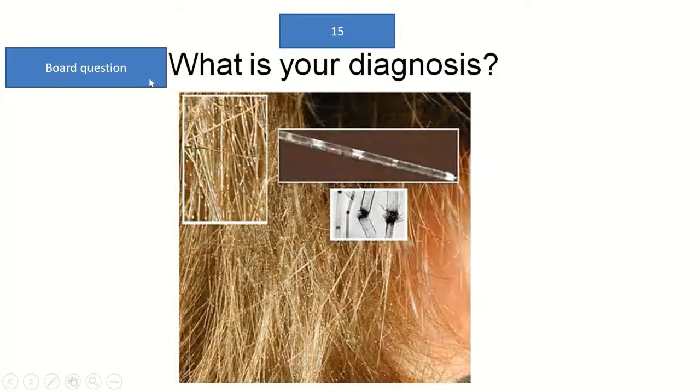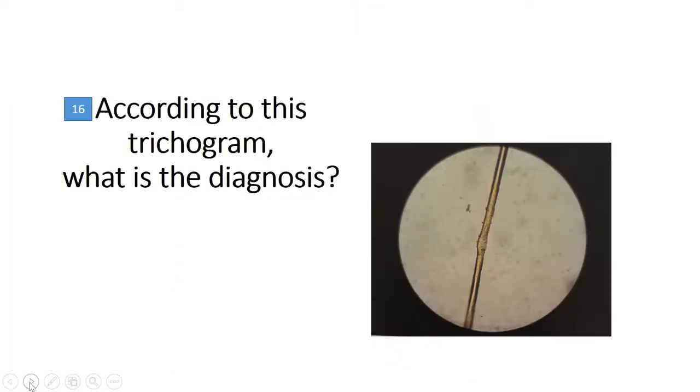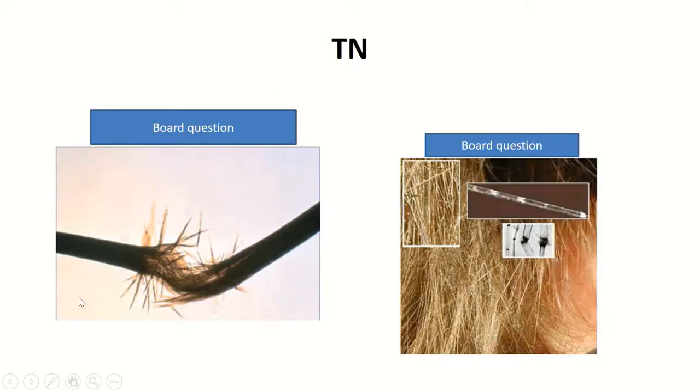Question 15. This is a board question. What's your diagnosis? This simply is trichorrhexis nodosa. As you see here, this is like the ends of two brushes pushed into one another. Trichorrhexis nodosa. Question 16. According to this trichogram, what is the diagnosis? This is also another example of trichorrhexis nodosa. In the next slide, there are other cases of board questions on trichorrhexis nodosa.